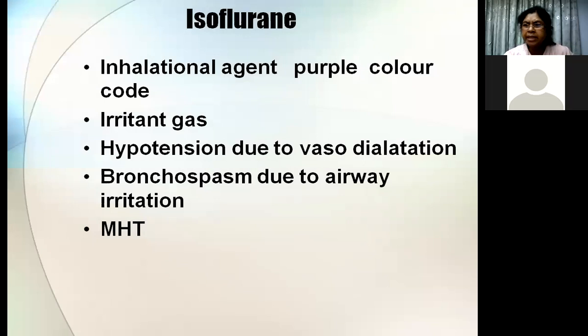Isoflurane is a very irritant drug. We have given the color purple for that to be identified. With that, hypotension also is a possibility because it dilates the vessels very much. We can't use it to induce the patients or put them to sleep because it is irritant. They get cough, bronchospasm, laryngospasm. So we don't induce them with isoflurane, and it can also cause malignant hyperthermia.